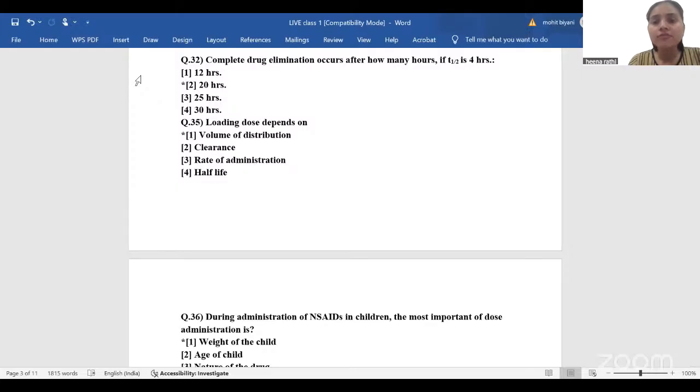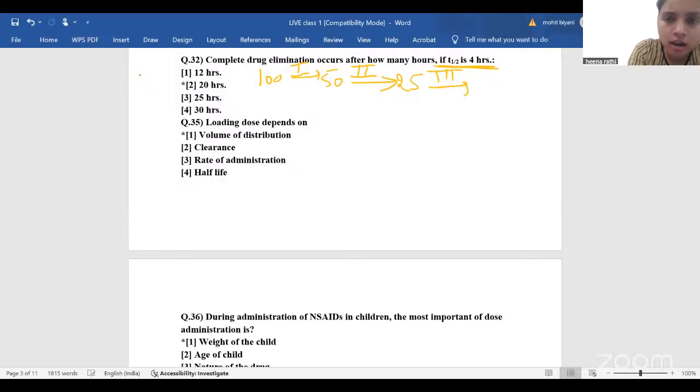Next question is, complete drug elimination occurs after how many hours, if half-life is 4 hours? For any drug which follows first order kinetics to get eliminated from the body, it should have 5 half-lives, because we have seen in the first half-life it is going to be 50%. In the second half-life, it is going to be 25%.